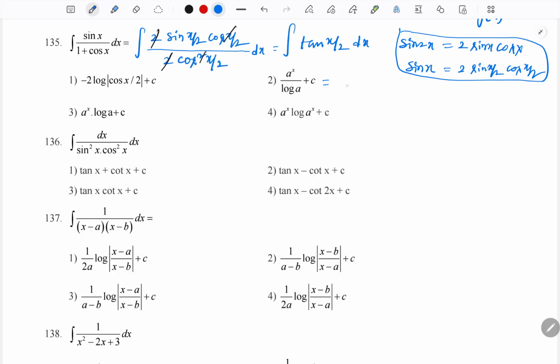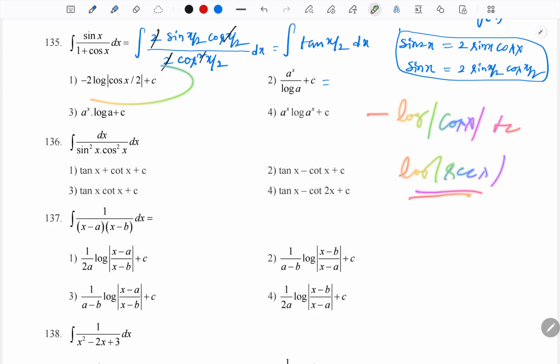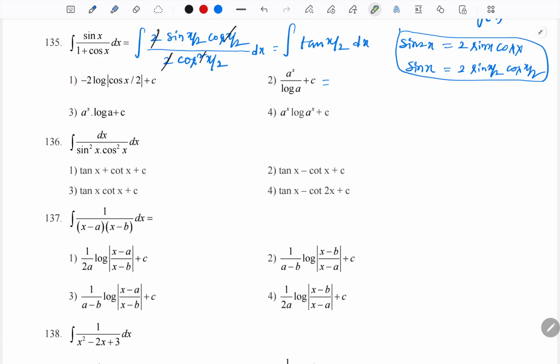So there are two forms, right? Here what are the forms? Minus log mod cos x plus c or log mod secant x plus c. So which one is possible? They gave cos, so I will use the first one. Okay, so integral tan x equals minus log mod cos, instead of x, how much is there?